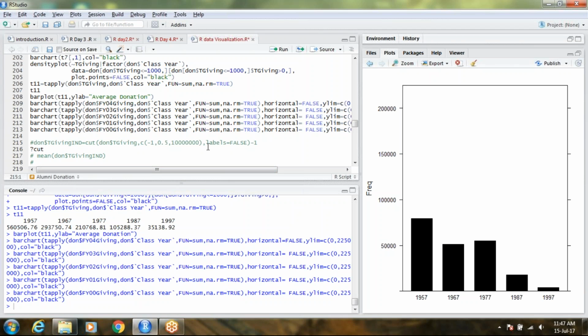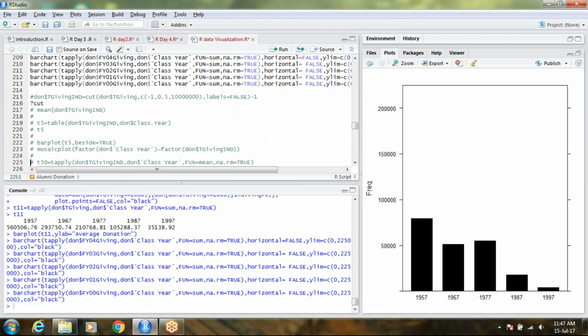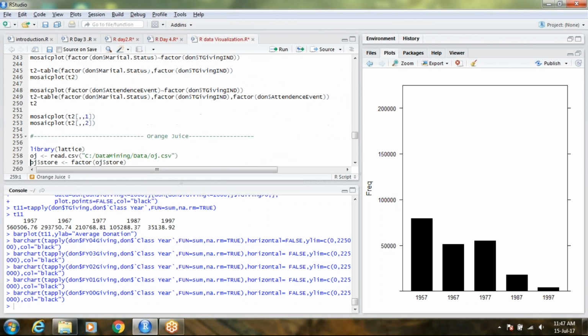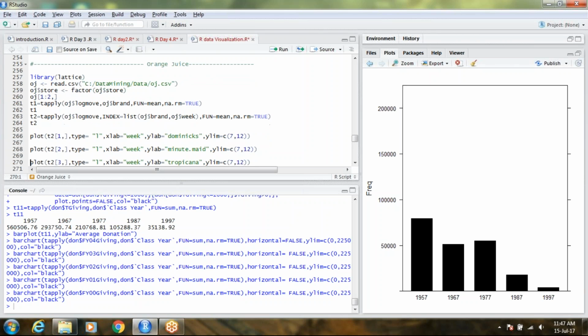So this has been the distribution of the various donations that have been provided in different years, and the sum of that aggregated on a yearly basis by the year in which the students passed out. So that was the basic visualization of this data set. This will be our last data set for today.